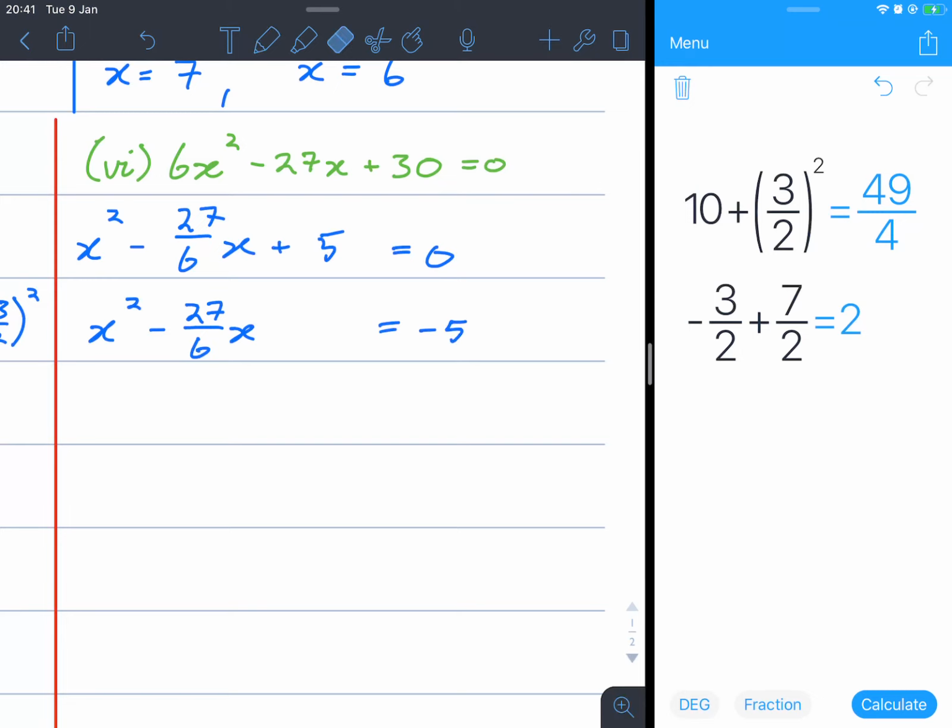Actually, I'm going to simplify 27 on 6 just to make our numbers a little bit easier. They can both be divided by 3. It's going to be 9 on 2x. The reason why I'm doing that is because I'm going to add half of 9 on 2, which is 9 on 4, squared. I'm going to add that to both sides.